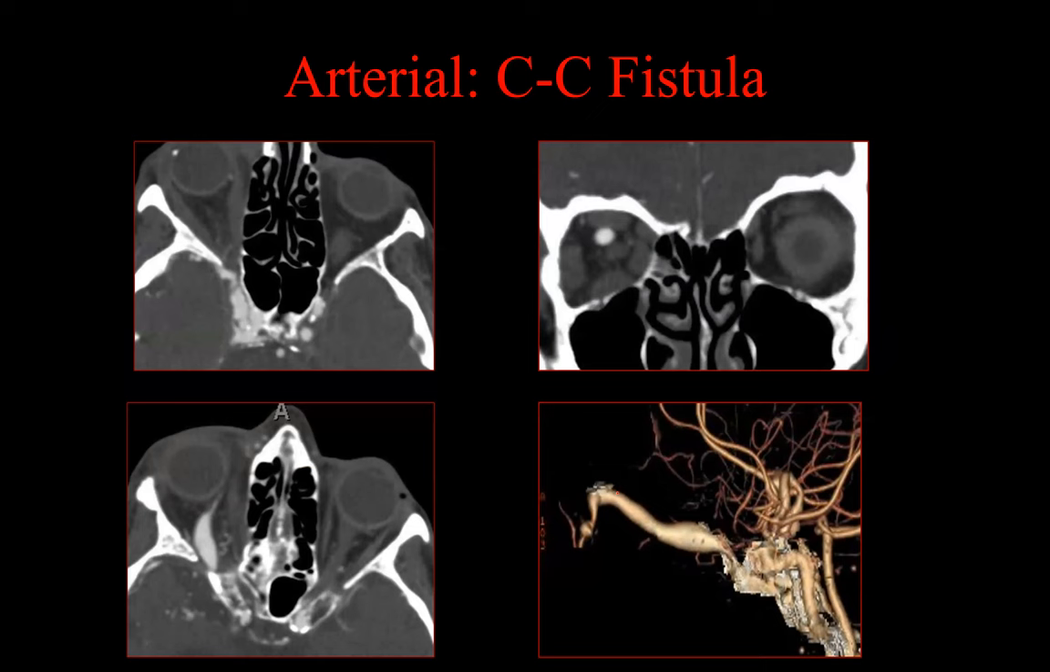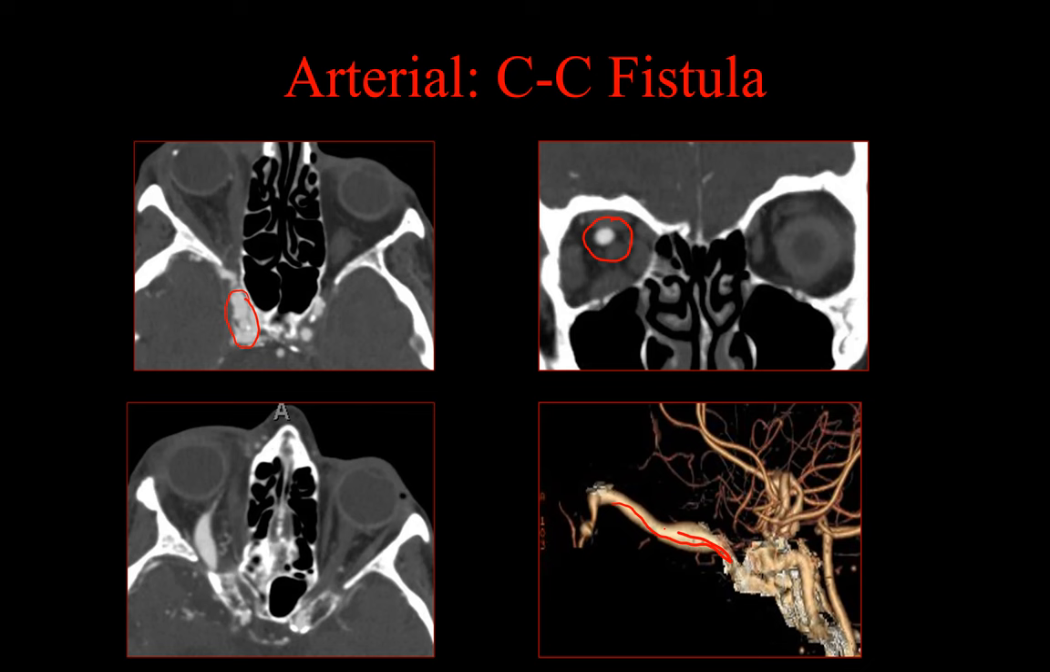Another example here, this was an example of an arteriovenous fistula. What we see here is a CC fistula. In this case, we see multiple large veins here involving the cavernous sinus. We see big dilatation right here of the superior ophthalmic vein. And here on the sagittal reconstructed image, this is one of the largest superior ophthalmic veins that you'll ever see.